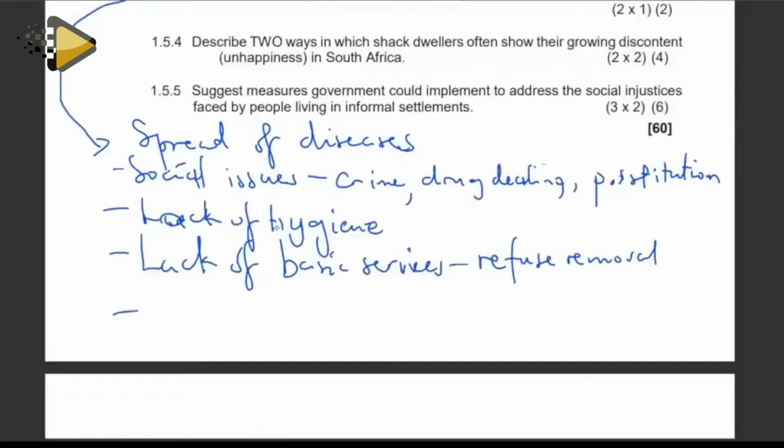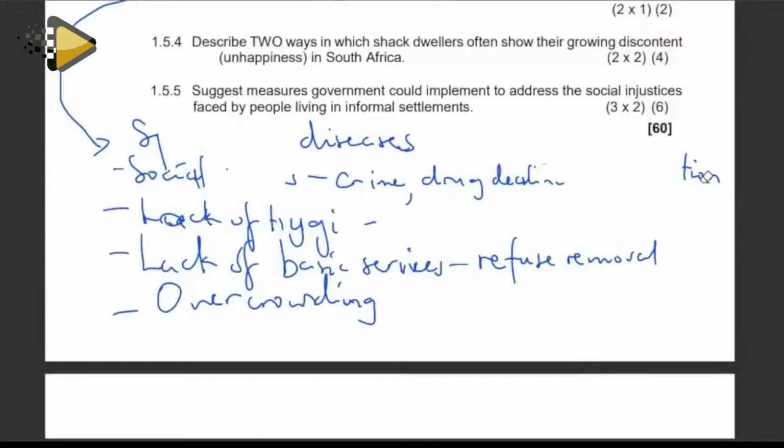Things like overcrowding, it's an injustice. People are overcrowded and they stay in overcrowded conditions. That is an injustice in the informal settlement. Right. So we can use those ideas to justify the response to question number 1.5.3.